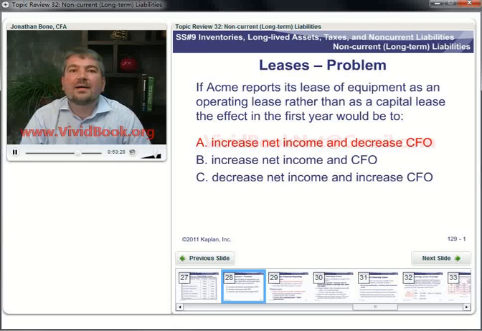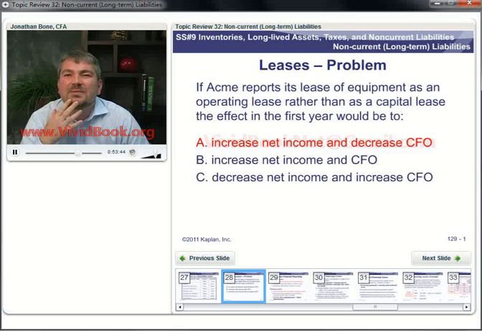Okay, what the heck? Acme, let me read the question. Acme reports that its lease of equipment as an operating lease rather than as a capital lease. The effect in the first year would be to decrease net income as an operating lease rather than a capital lease. Let me think. This doesn't seem right to me. If you treat it as an operating lease rather than a capital lease, you would have higher net income, not lower net income. So I disagree with that.